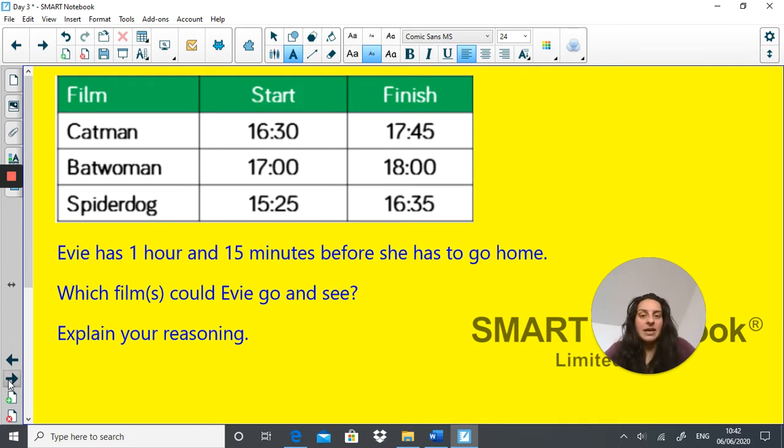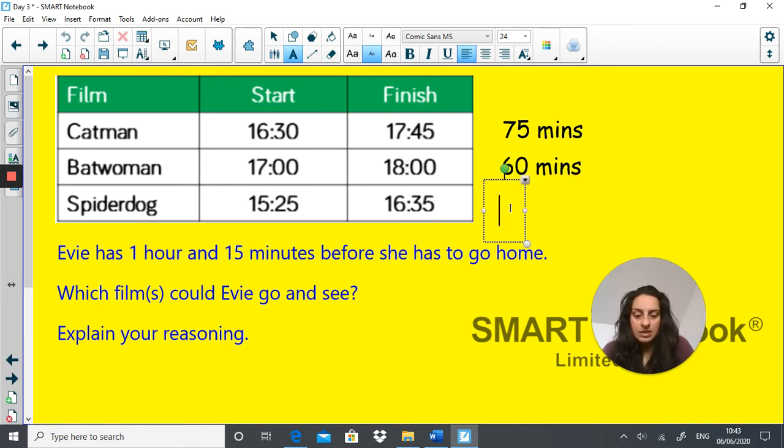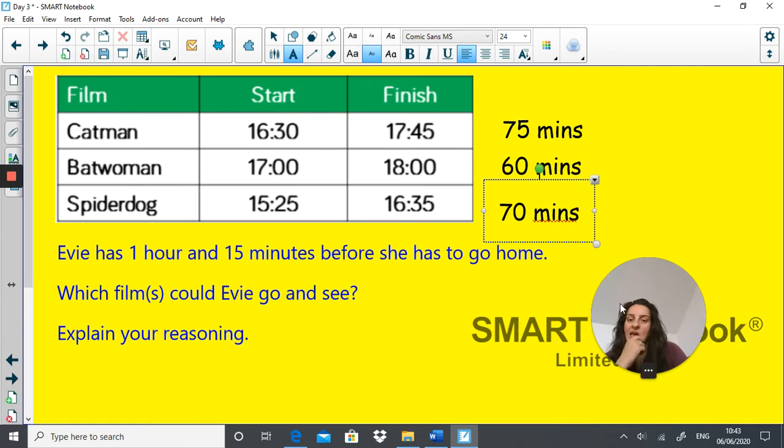Okay, so here we go. So we worked out the durations already. Okay, and I'm going to put them here for ease of reference. 75 minutes, 60 minutes, 70 minutes. Right, it says Evie has 1 hour and 15 minutes before she has to go home. Which film could Evie go and see? Explain your reasoning. So I've left these times up here for you. I want you to work out which films Evie can go and see, okay? So pause the video and have a go, and I'll explain to you how I would answer the question. Off you go.